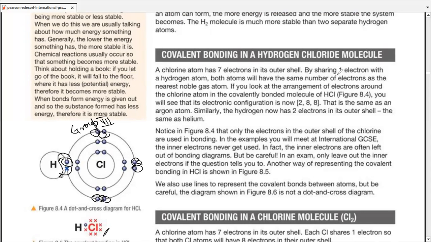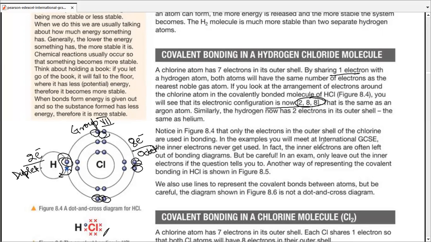Now, the configuration after sharing the electron of hydrogen with chlorine: the electronic configuration of chlorine is now 2, 8, 8. It has 8 electrons in its outermost shell. It becomes stable. Hydrogen, on the other hand, has 2, so this has the outermost shell of 2 electrons. This now has the outermost shell of 8 electrons. This is stable by the Octet Rule, and this one is stable by the Duplet Rule. That's why this bond is formed, because both of them get to be stable.